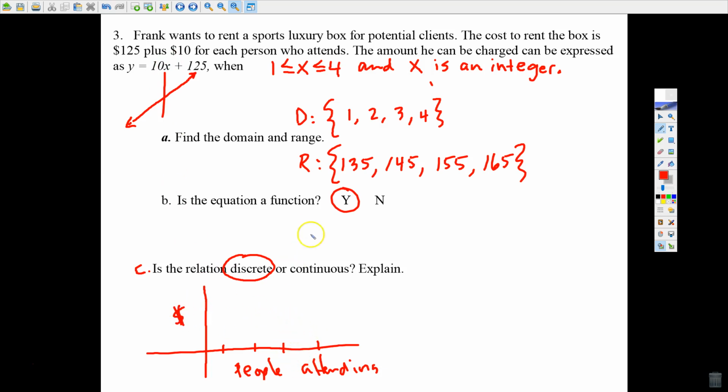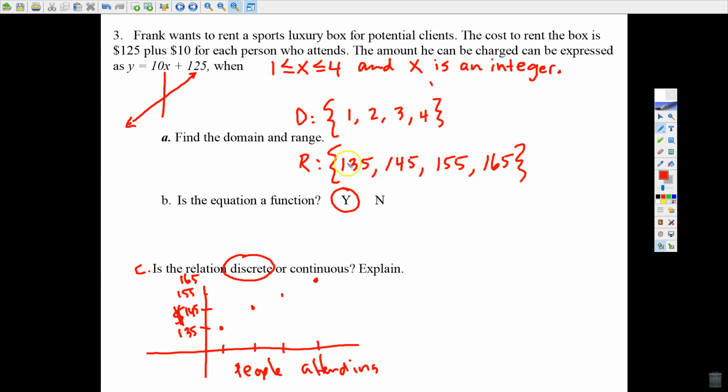All right, so we said that we could either do one person can go, and if they go, I'll just put 135 over here. That's if one person attends. If two people attend, it's 145. If 3 people attend, 155. And then 165 for 4 people. All right, and obviously we cannot choose inputs that are between these positive integers.